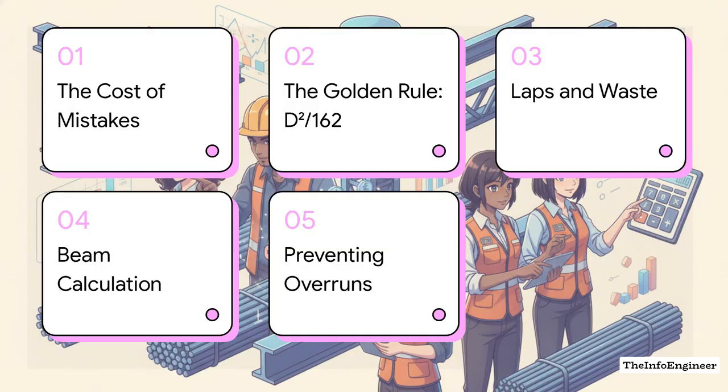So here's our roadmap for this explainer. We're going to cover Section 1, the cost of mistakes, Section 2, the golden rule of d squared over 162, Section 3, accounting for lapse and waste, Section 4, a beam calculation walkthrough, and finally Section 5, precision prevents overruns.